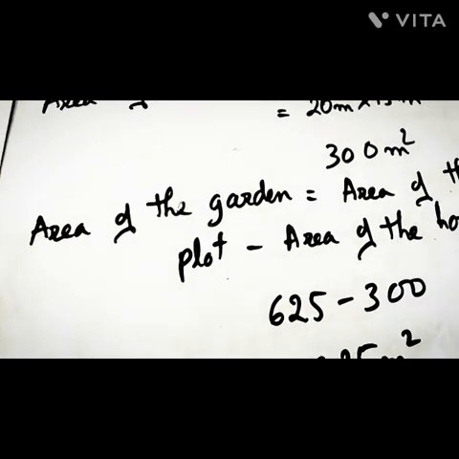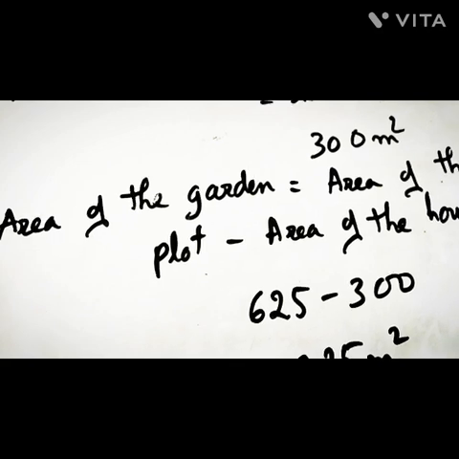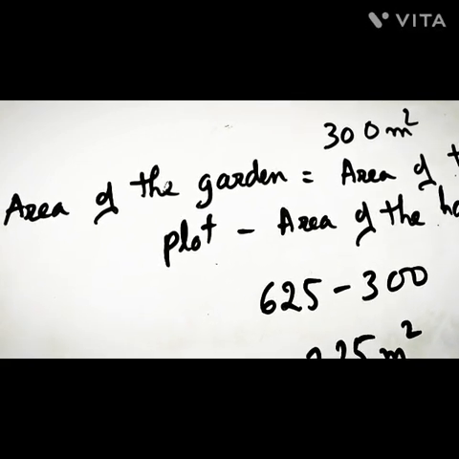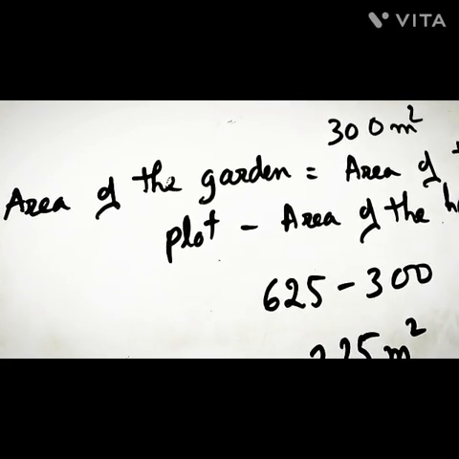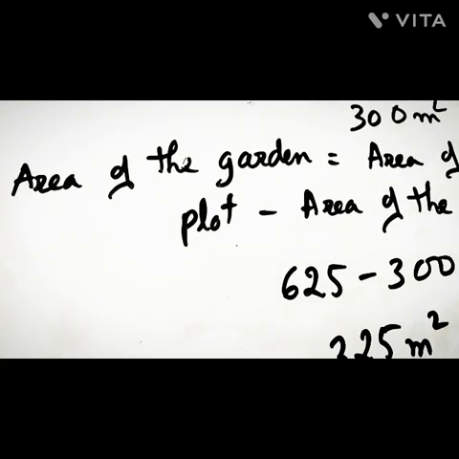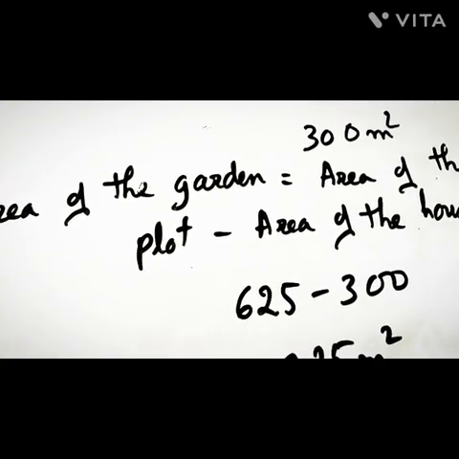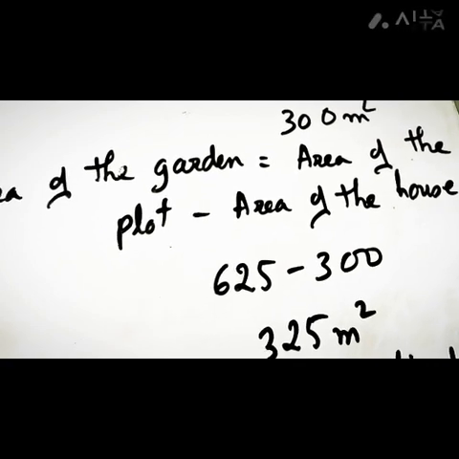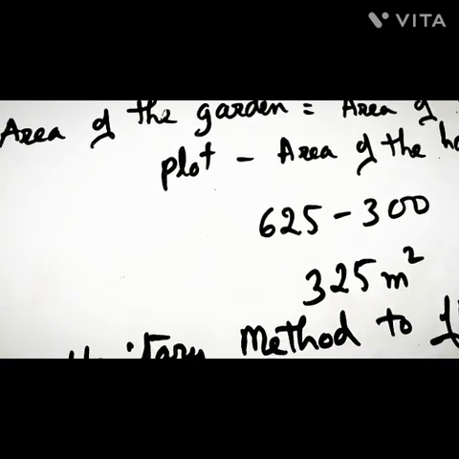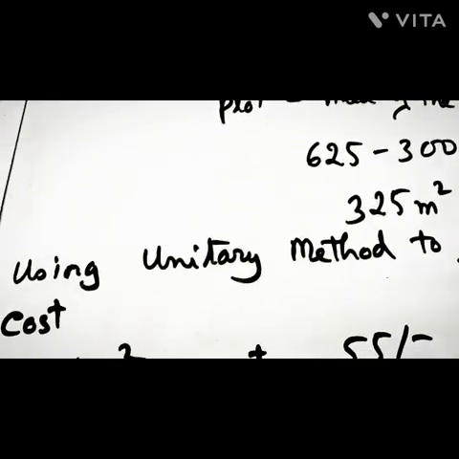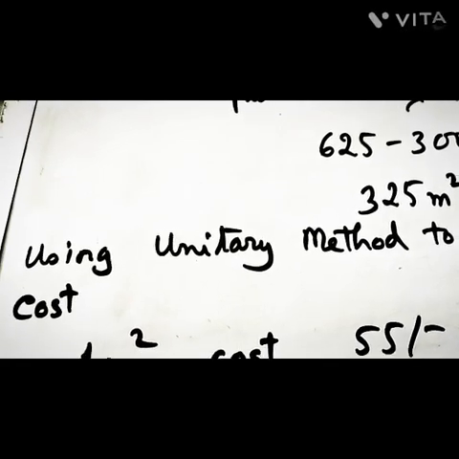Then the area of the garden is the portion of the land which is surrounding the house. So the area of the garden is the area of the total plot minus the area of the house. 625 minus 300, that is 325 meters square. That is the area of the garden which we have found out.